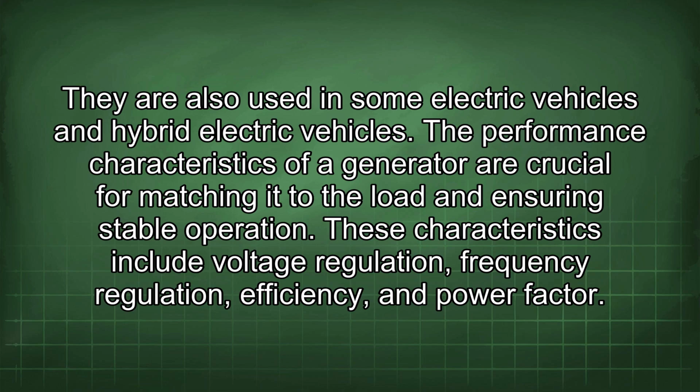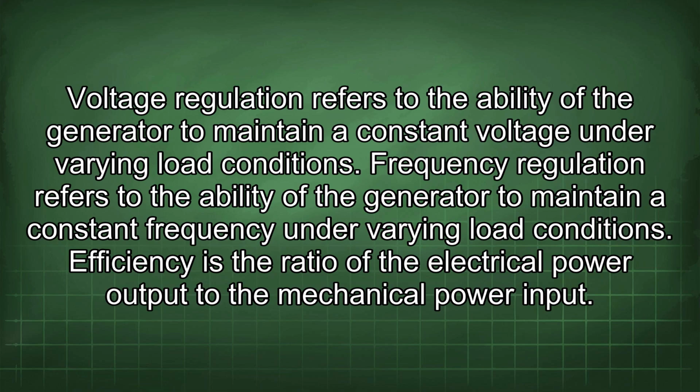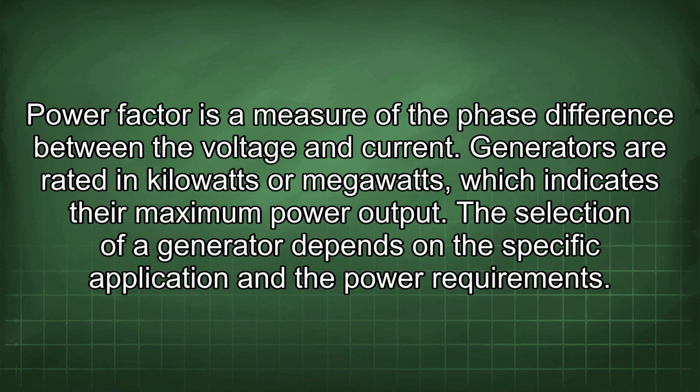The performance characteristics of a generator are crucial for matching it to the load and ensuring stable operation. These characteristics include voltage regulation, frequency regulation, efficiency, and power factor. Voltage regulation refers to the ability of the generator to maintain a constant voltage under varying load conditions. Frequency regulation refers to the ability of the generator to maintain a constant frequency under varying load conditions. Efficiency is the ratio of the electrical power output to the mechanical power input. Power factor is a measure of the phase difference between the voltage and current.